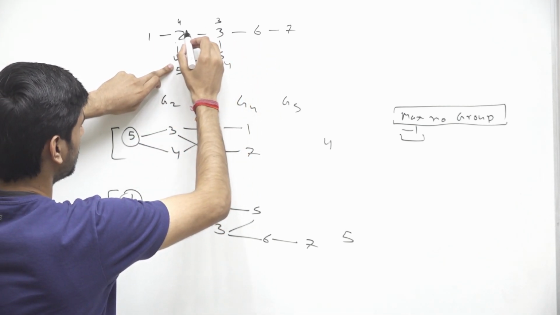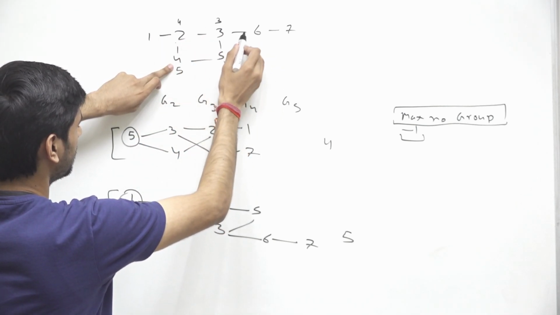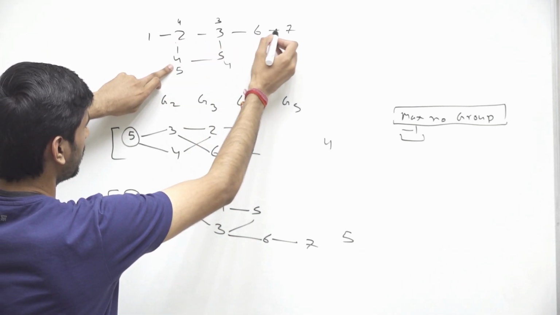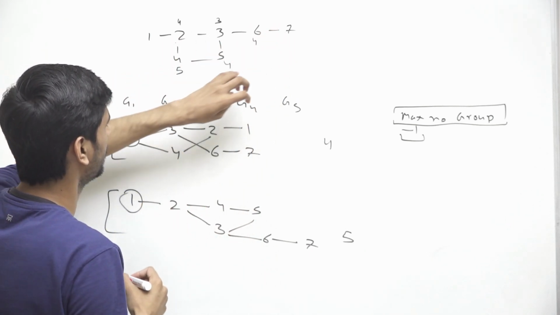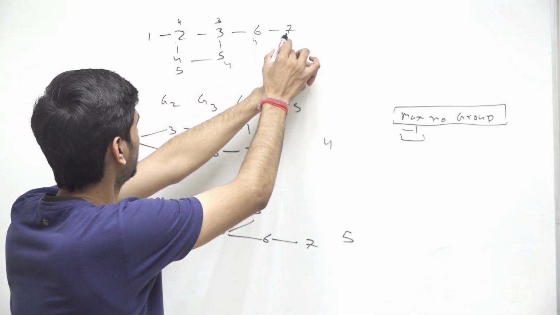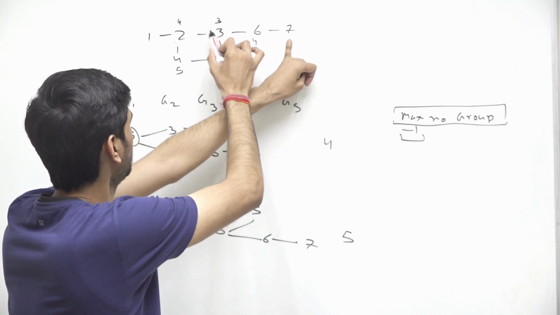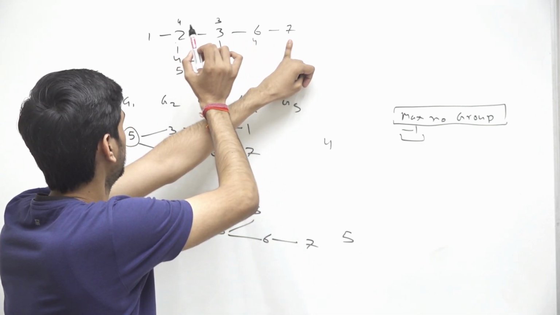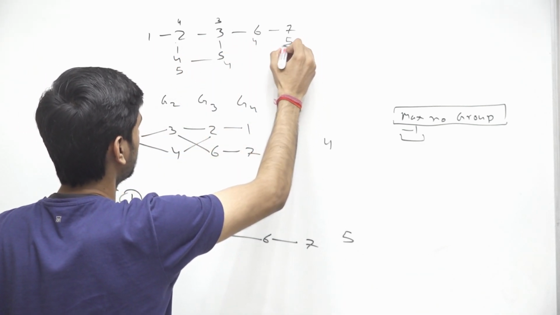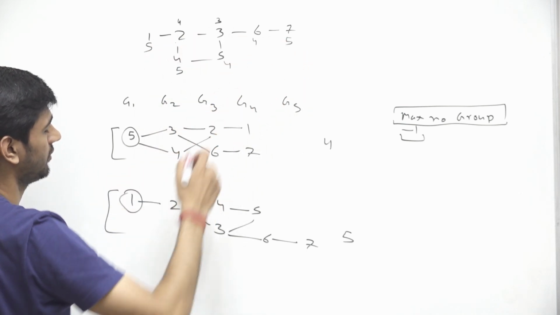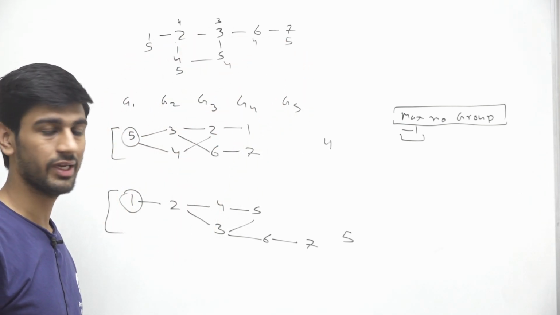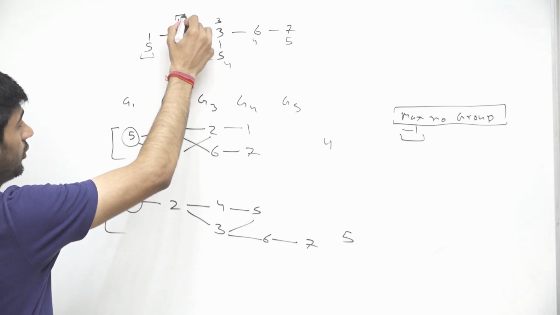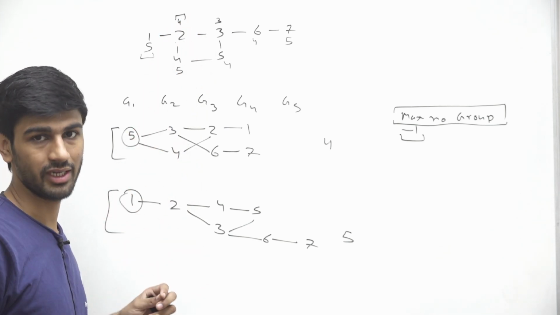For 6, 1, 2, 3, 4. So 4 is the maximum distance. For 7, what is the farthest node? 1, 2, 3, 4, 5. So 5 is the farthest node, and for 1 also 7 is the farthest node, which is at a distance of 5. So if we have this information, for every node we know what is the farthest node.